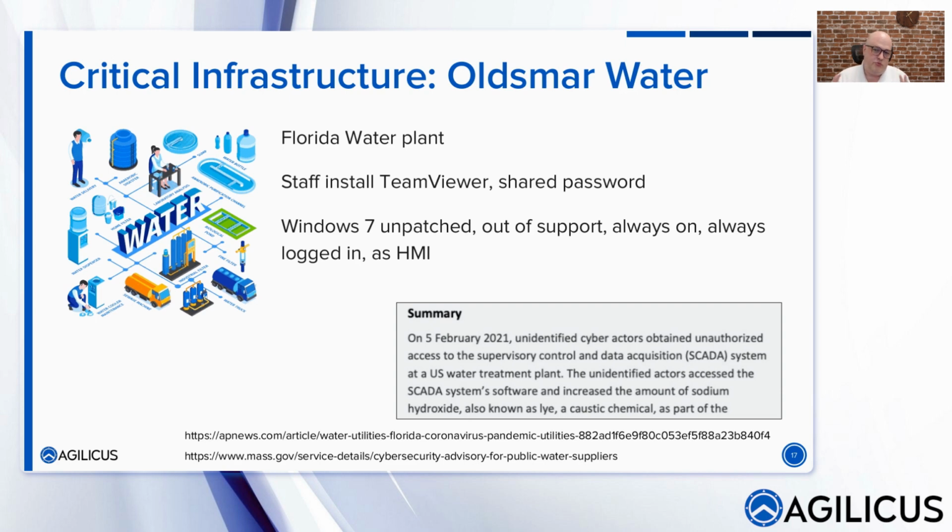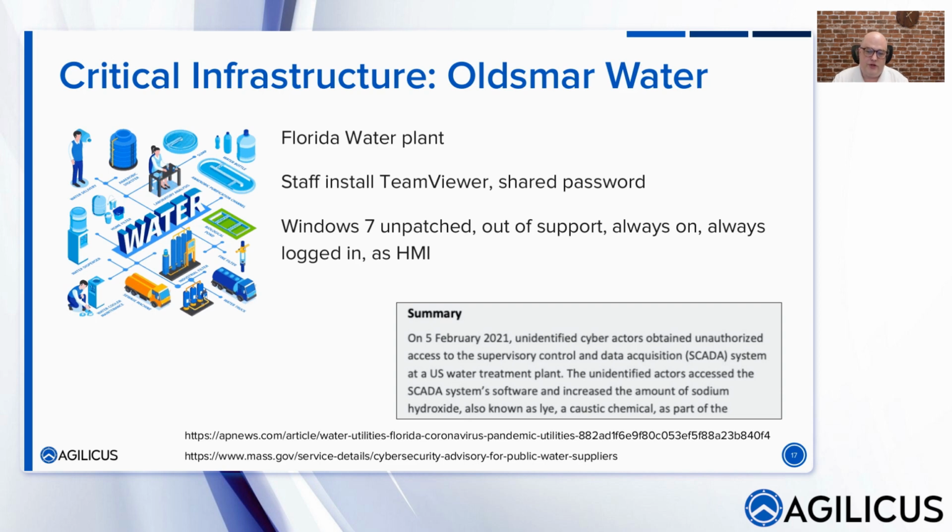And when we talk about those human-machine interfaces, in this particular case, it was a Windows 7 machine. I say unpatched, but that's really an irrelevancy. It's long out of support. There are no patches. It has to be always on because it's not a person's desktop. It's a thing. And if you log it out, it stops doing the thing it needs to do, which is controlling the water system. So it's always in, always logged on.